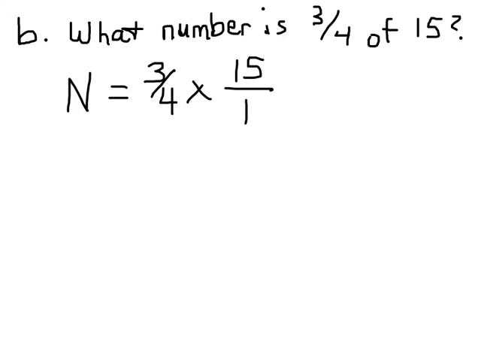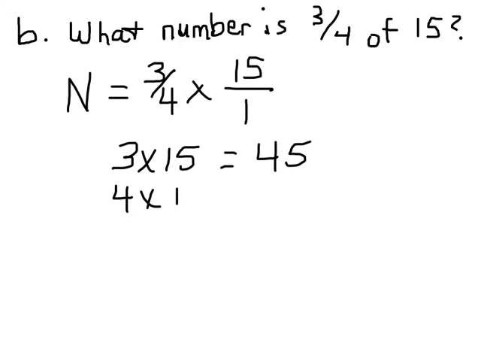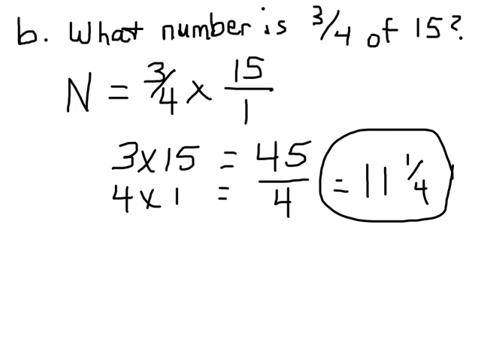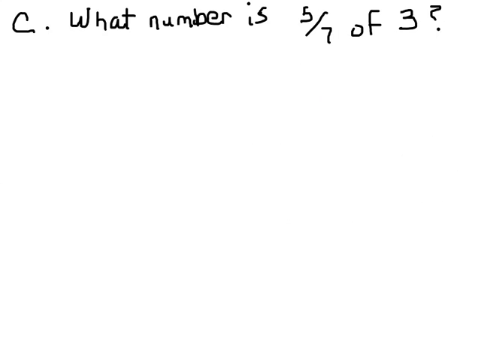Then I'm going to say, can I cross cancel anywhere? Well, 4 and 15, no, I can't. So I'm just going to have to do the multiplication. And 3 times 15 is 45, and 4 times 1 is 4. So we have 45 over 4. If we reduce that, 4 will go into 45 11 times. That's 44. And 1 left over, 1/4. 11 and 1/4. Okay? Alright, next problem.